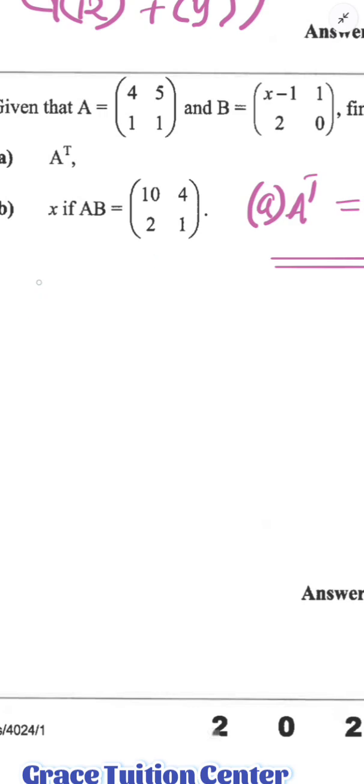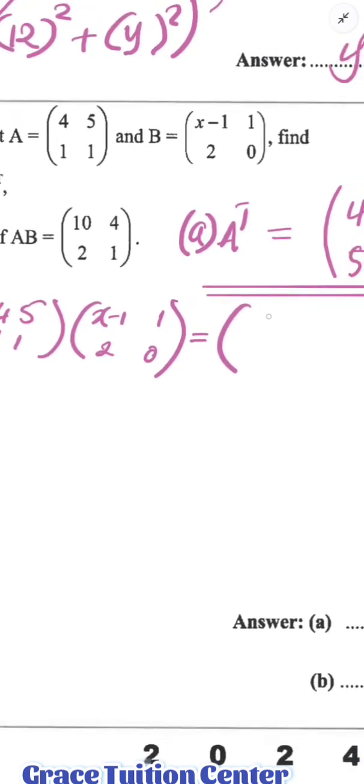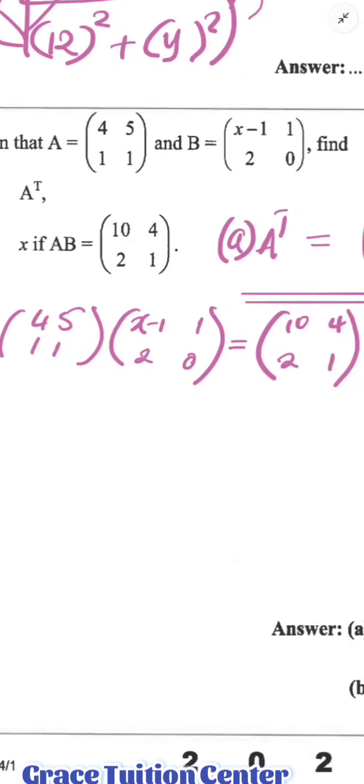So AB, we write matrix A, which is 4 5 1 1, and matrix B, which is x minus 1, 1, 2, 0. Then we are told that this matrix is equal to this one here. So we're going to have 10 4 2 1 like that. Okay, now let us go ahead and multiply the left side of this matrix and see what it gives us.